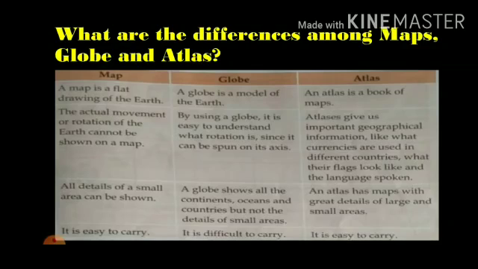In an atlas, we can see different maps with great details. Next, for maps, it is easy to carry, right? Next, a globe is difficult to carry because it is large and bulky. And an atlas is easy to carry because it is a book of maps. So, we can carry it easily everywhere.